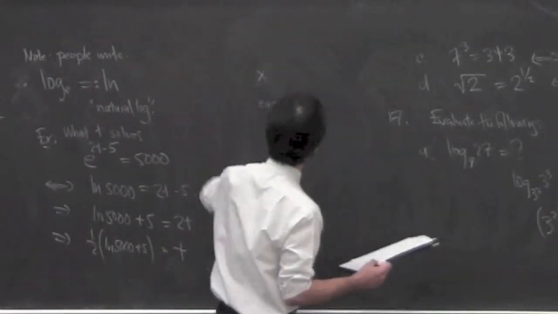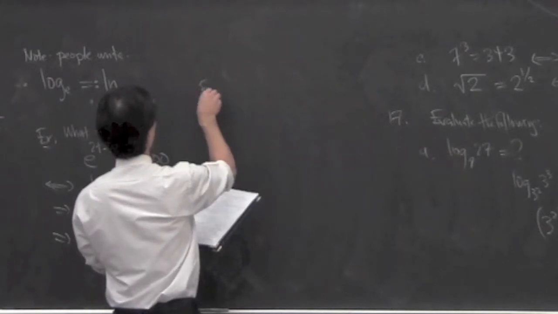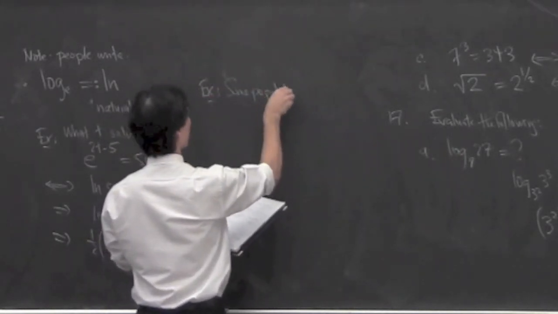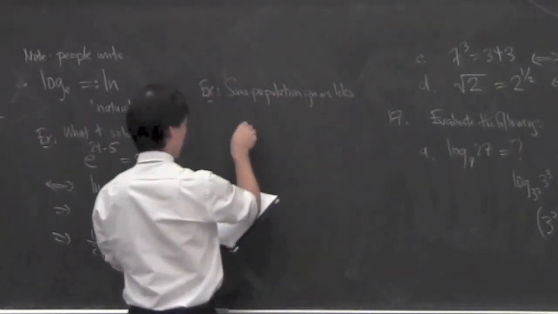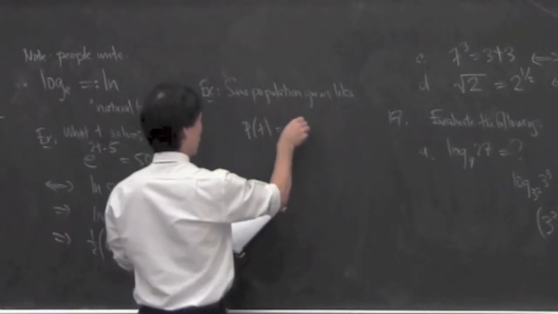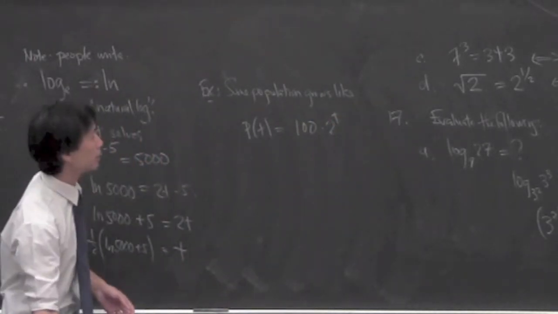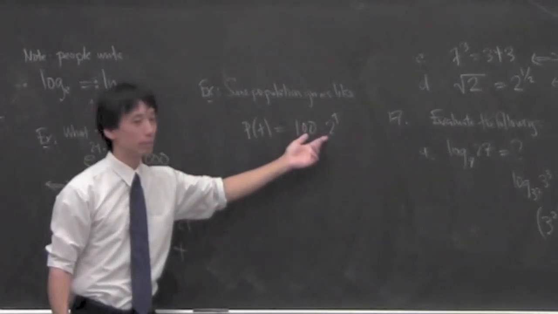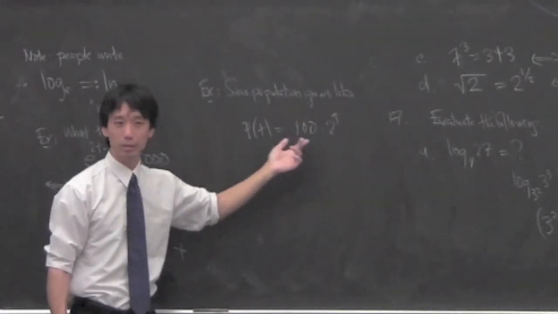Okay. Another example. Some population grows like 100 times 2 to the t. So at time 0, there are 100 people, say. At time 1, there are 200. At time 2, there are 400. At time 3, there are 800, etc., etc.